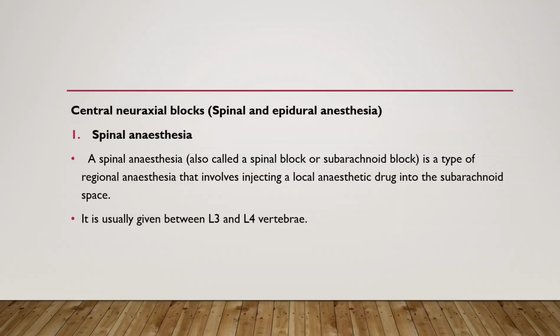The next we are going to discuss central neuraxial blocks, which are spinal and epidural anesthesia. Spinal anesthesia, also called a spinal block or subarachnoid block, is the type of regional anesthesia that involves injecting a local anesthetic drug into the subarachnoid space. It is usually given between the L3 and L4 vertebrae.